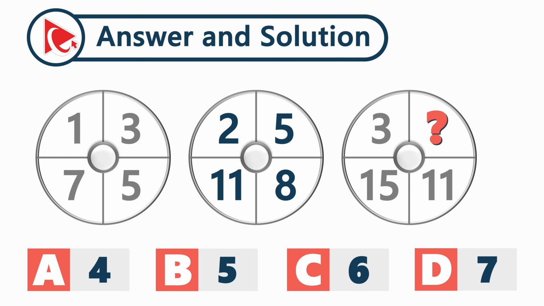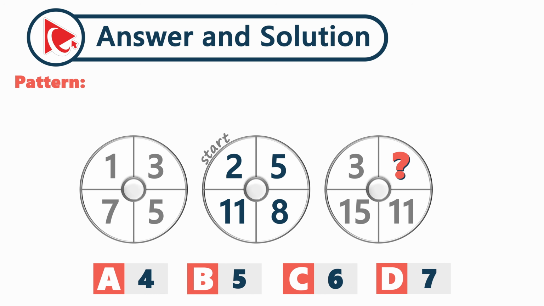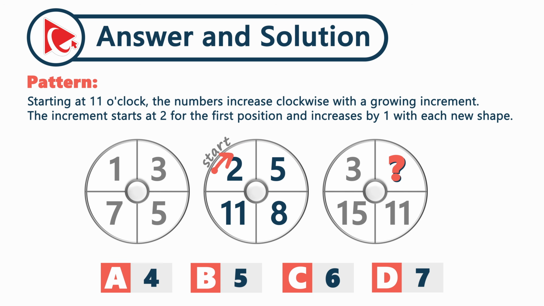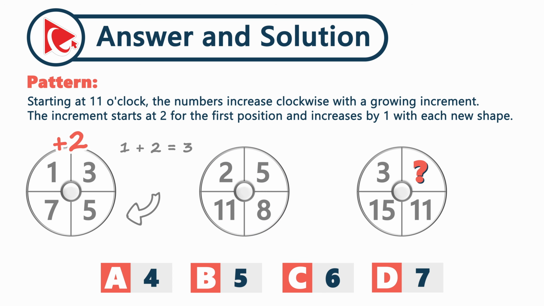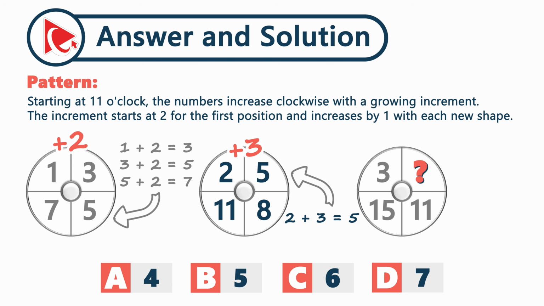You might be confused because the pattern changes a little bit with the second shape. And if you want to generalize the pattern, it would be starting at 11 o'clock, the numbers increase clockwise with the growing increment. And the increment starts at 2. This is how you get from 1 to 3, from 3 to 5, and etc. But the increment increases by 1 with each new shape. Let's look at the example. As you might have guessed, the increment is 3 for the second shape. 2 plus 3 equals 5. 5 plus 3 equals 8. And 8 plus 3 equals 11.